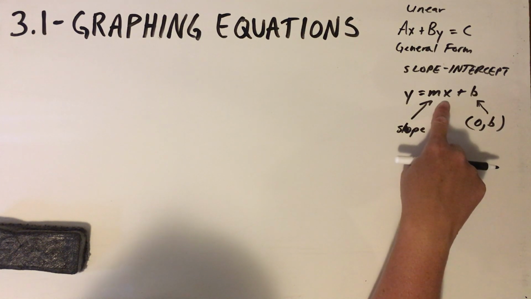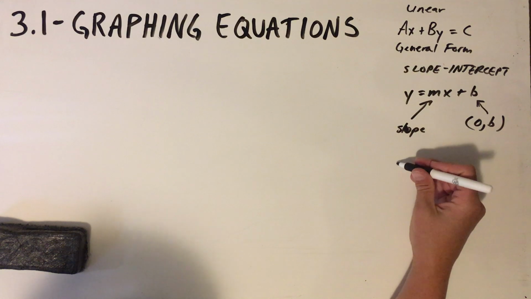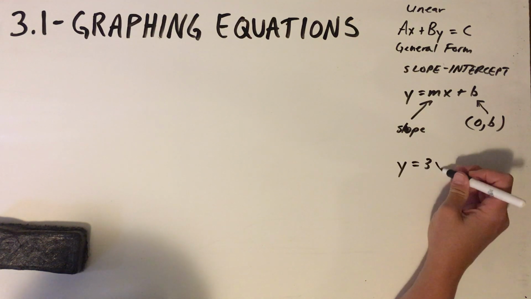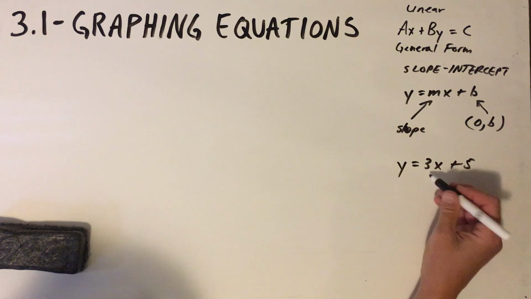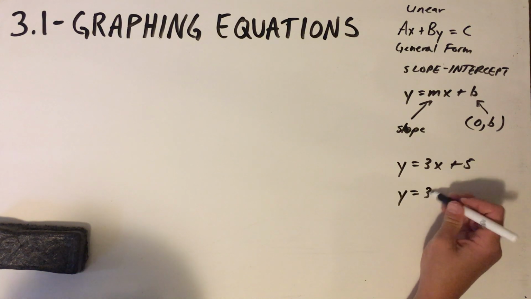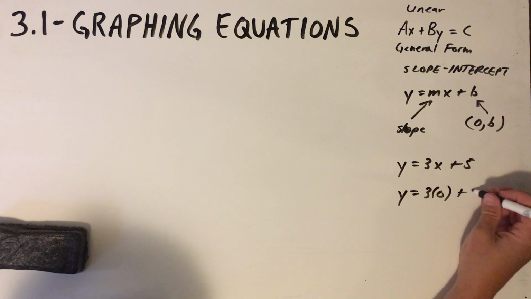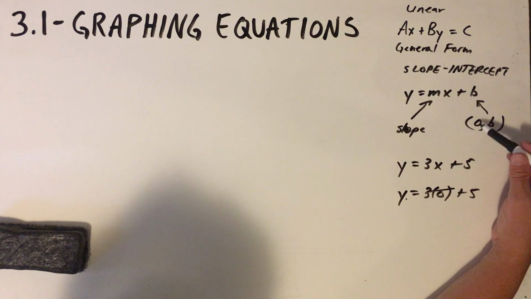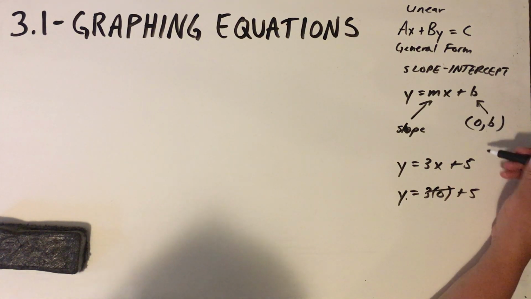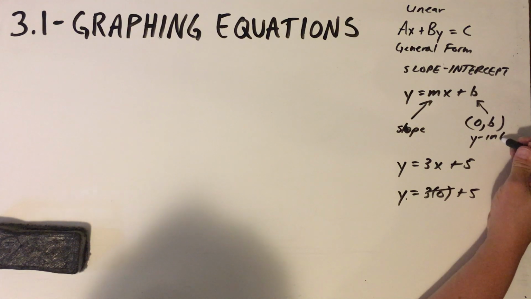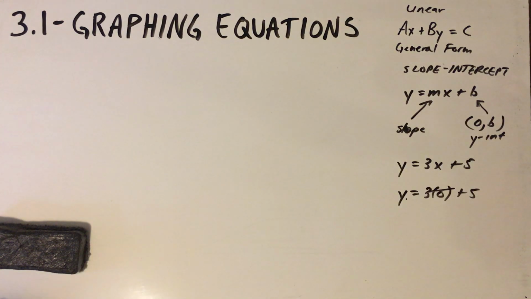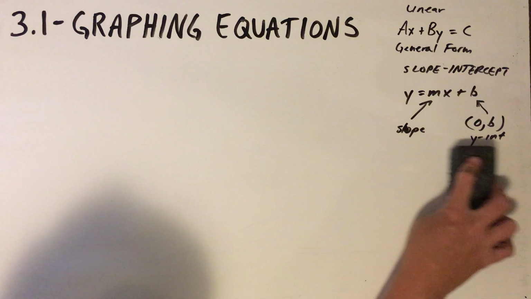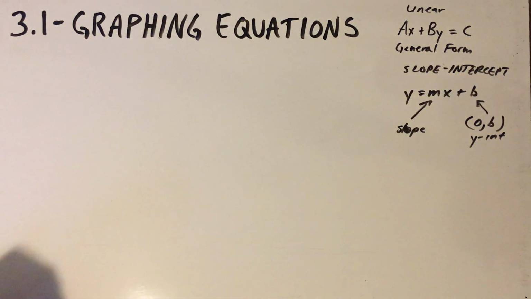If I plug in 0 for x, no matter what m is, so let's do this. We have y is equal to 3x plus 5. If I substitute 0 for x, this is 0 and y is 5, so it's the point (0, b). And this is our y-intercept. Okay, we'll come back to this later, how we go back and forth from one form to the other.